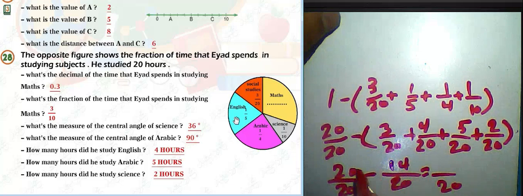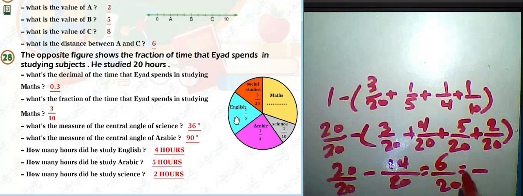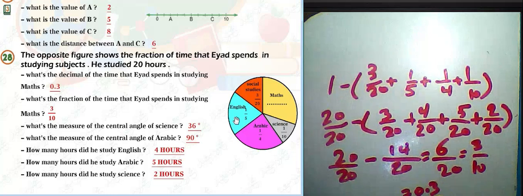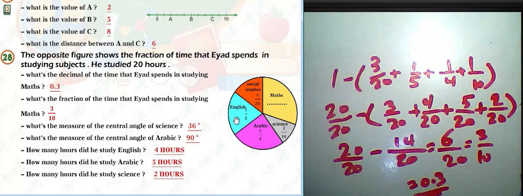Write 20 here. 20 minus 14 equals 6. 6 over 20, you can simplify it by dividing by 2. 6 divided by 2 equals 3, 20 divided by 2 equals 10, the result will be 3 over 10, which is 0.3 as a decimal fraction.